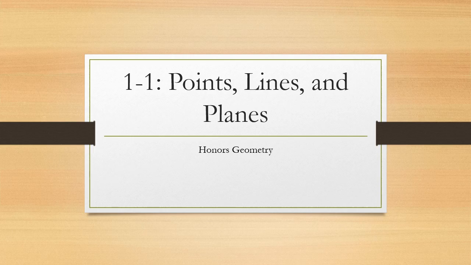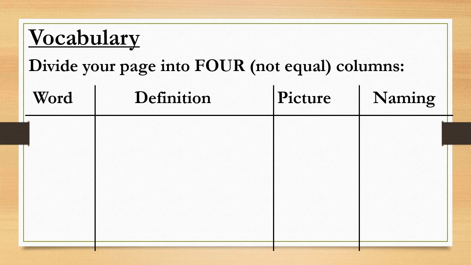Good afternoon. Today we're going to talk about section 1.1, points, lines, and planes. So what I want you to do is open your composition book and divide your page into 4 not equal columns. So the word column can go to the left of the pink line and then spread everything else out. Once you have this set up, you are going to open your textbook to page number 4.